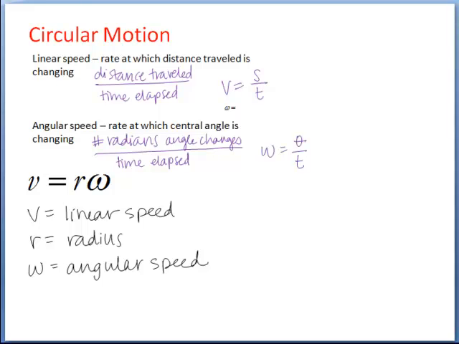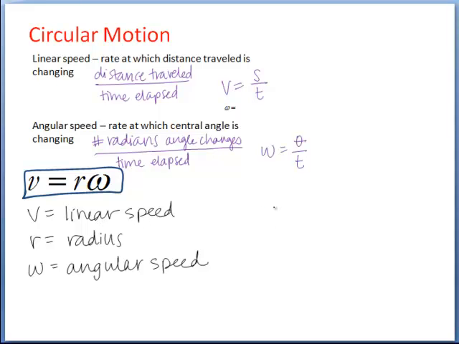There's a very important formula that we're going to use a lot called V equals R omega. And this is a formula that you'll want to have memorized. It's a pretty simple formula, but it's one you'll use a whole lot. V is going to be your linear speed. Again, the speed of the rock.